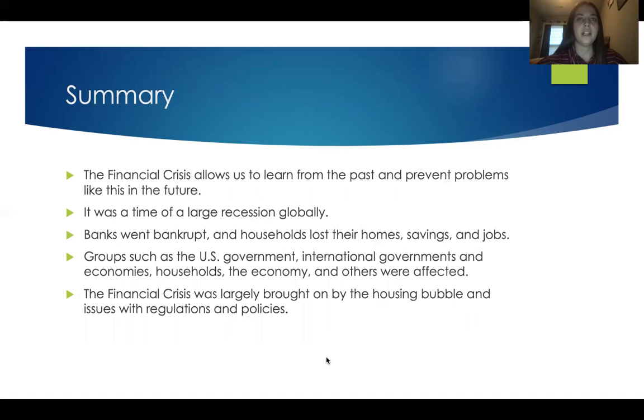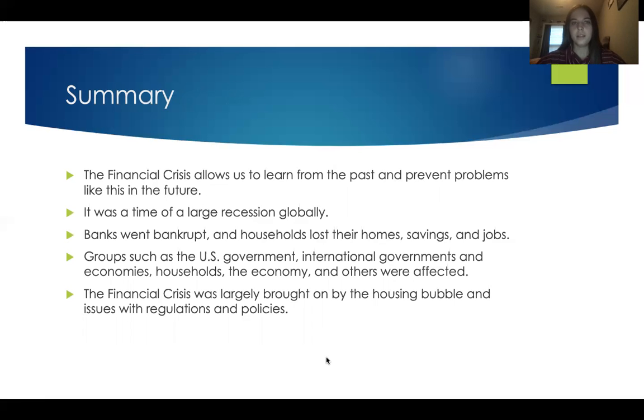In summary, the financial crisis is an important piece of history in finance and economics, and it's very important for us to study. It allows us to prevent several similar issues in the future and also allowed for the implementation of important policies and regulations. The financial crisis was a time of great recession in the global economy where many banks, as well as households, lost everything and faced great financial distress. The United States government, international governments, households, the economy, and many more were affected.